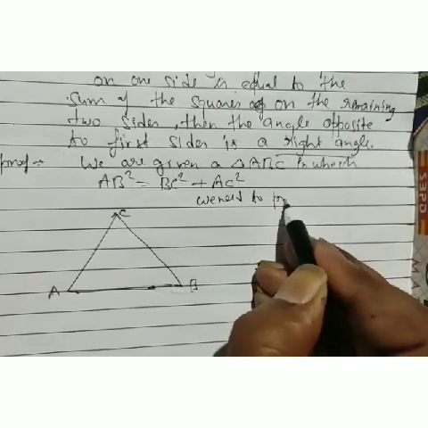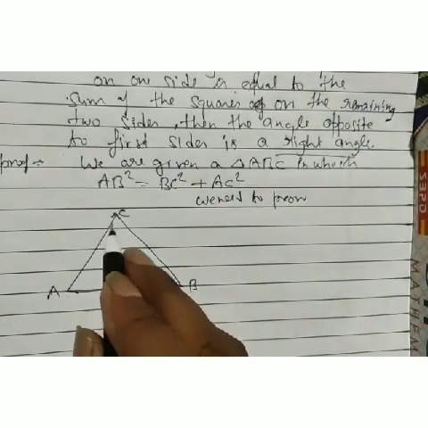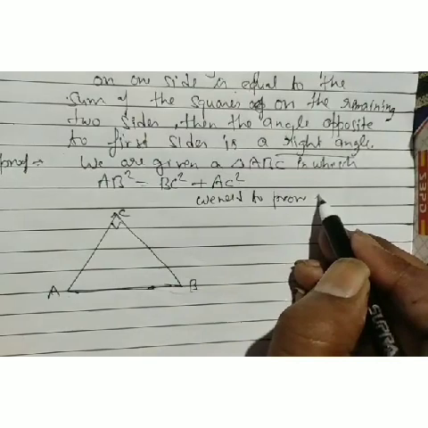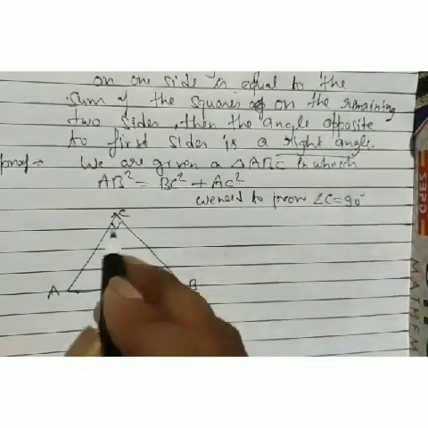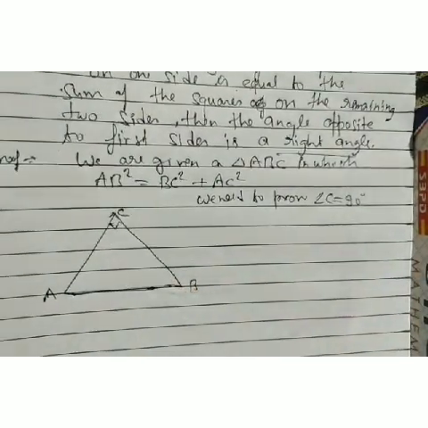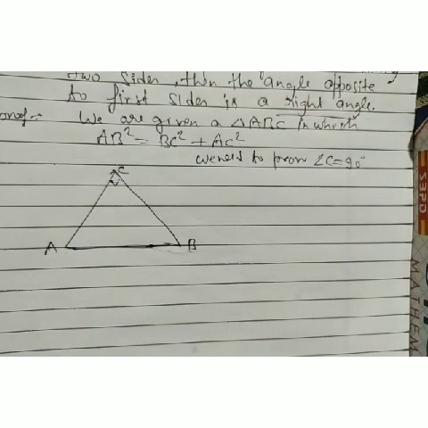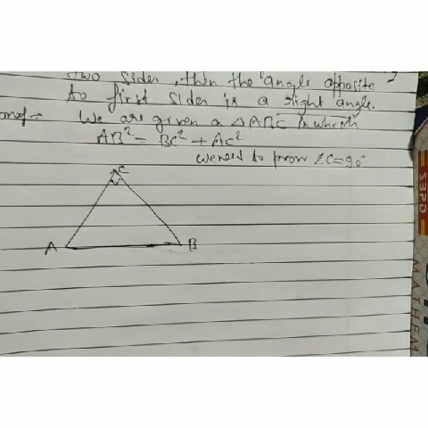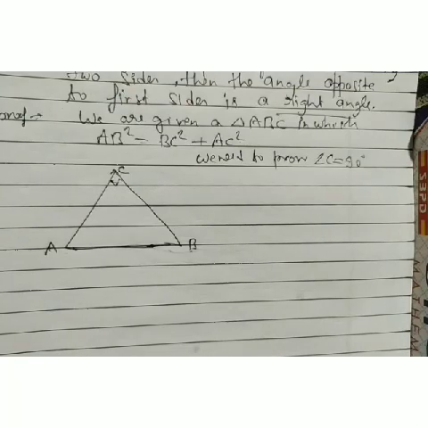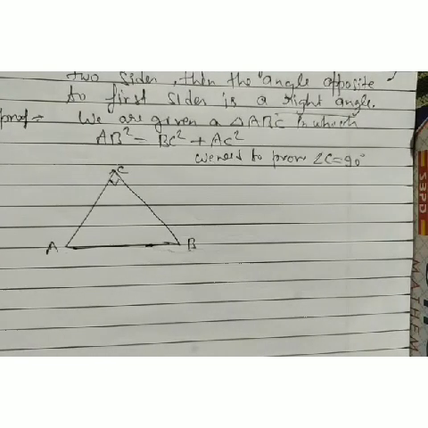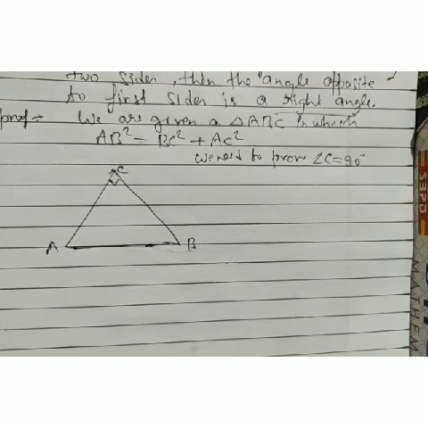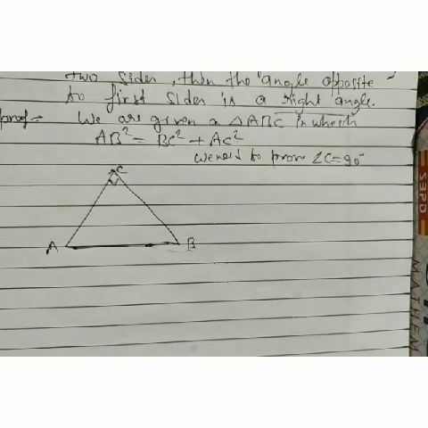Since we take AB square, we need to prove that angle C is equal to 90 degrees. It's not given as 90 degrees; we have to prove it. To prove the converse part, I'm telling you that we do not use the direct method. We always use a construction, using which we easily get its proof. Again, we need a construction here.